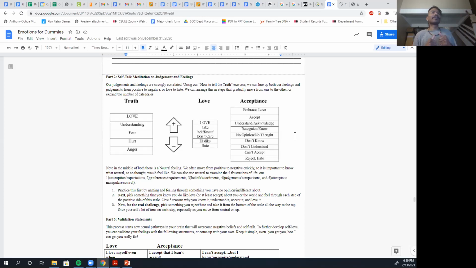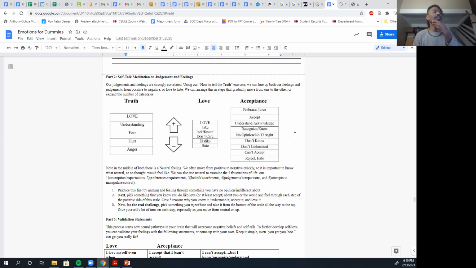So judgments and feelings are very strongly correlated. We had an exercise last week on telling yourself the truth, where we went from anger, hurt, fear, understanding, and love, which essentially is going all the way from hate to love or negative to positive, right? So I expanded hate to love into a bunch of different categories, which you can see in this acceptance chart here. So we got hate, can't accept, don't understand, don't know, no opinion, no thought, recognize, know, understand, acknowledge, accept, and embrace and love.